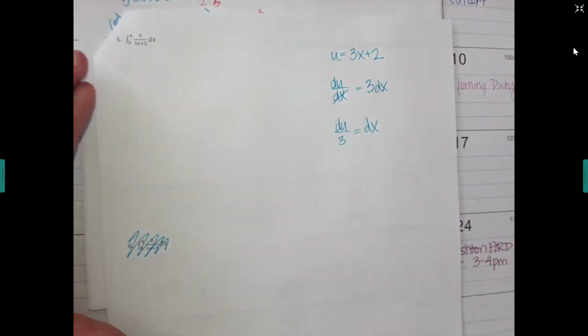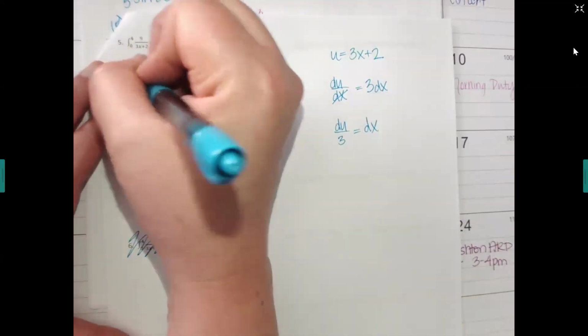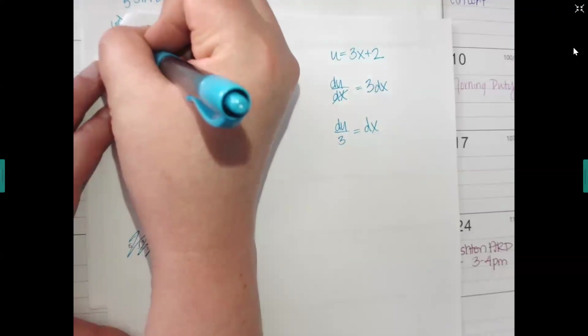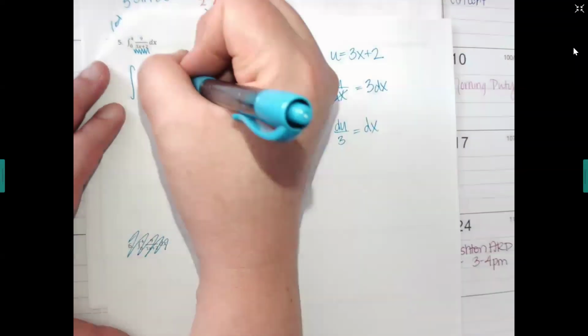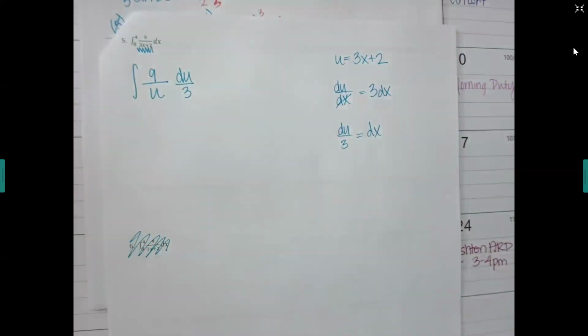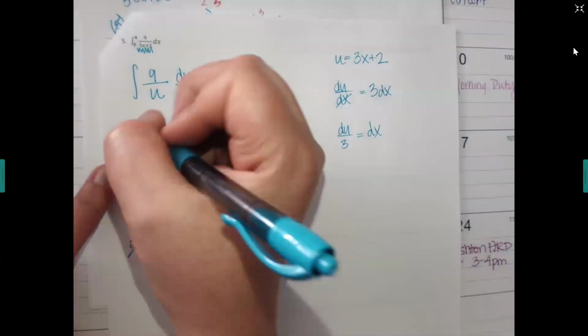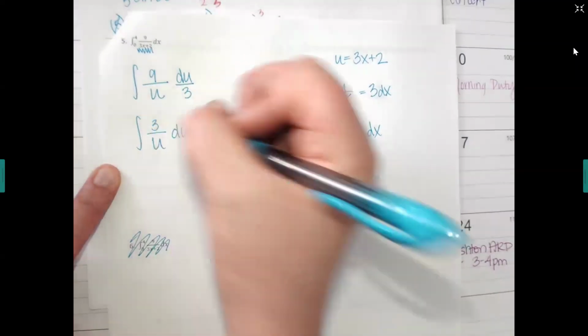Let's rewrite our integral. I have a 9 on top. My 3x plus 2 is now a u. And then my dx is a du over 3. What is 9 divided by 3 for the front number? So this is really 3 over u du.